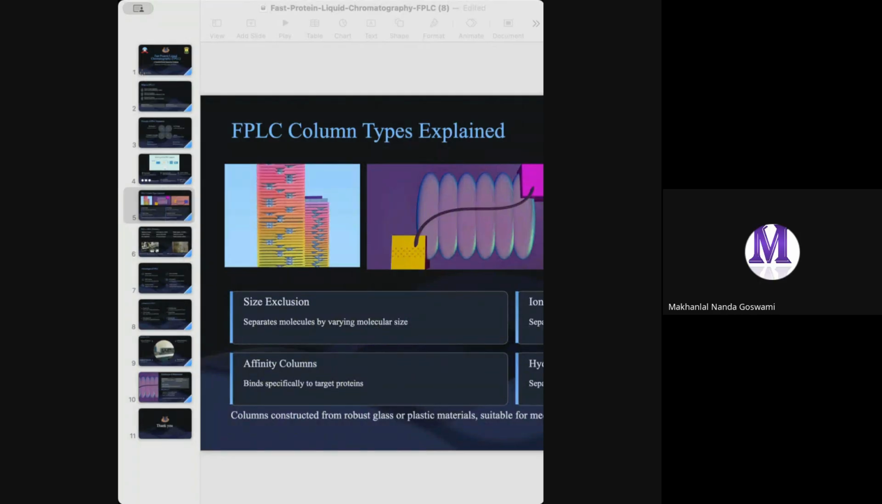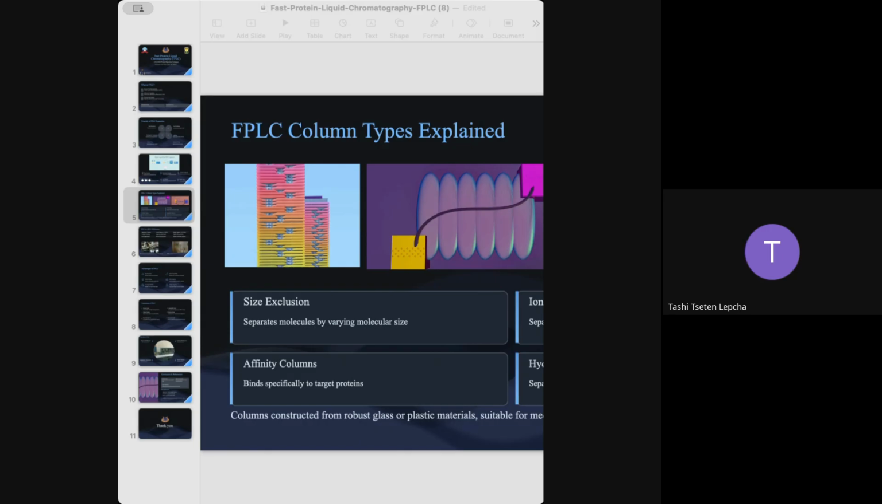So this is the types of FPLC column. Now let us talk about the heart of the system, the columns. Each column has a special purpose. Size exclusion columns separate based on molecular size. Ion exchange columns work by charge. Affinity columns are like magnets for specific proteins, and hydrophobic interaction columns separate based on polarity.